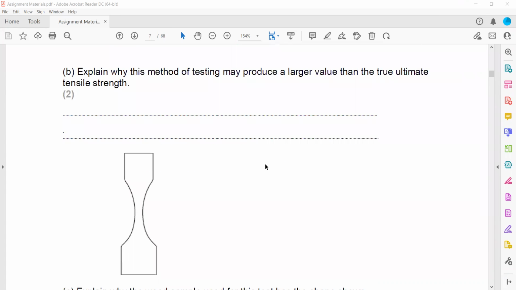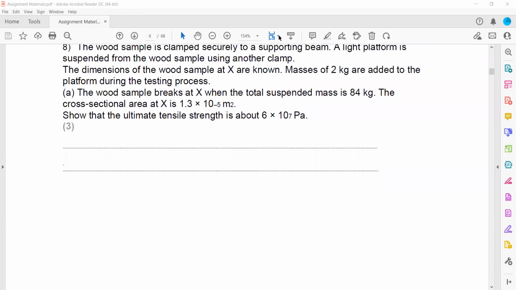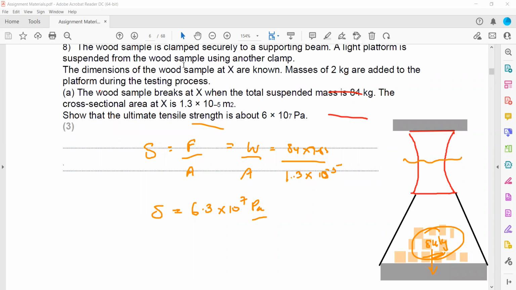The next question: explain why this method of testing may produce a larger value than the true ultimate tensile strength. In practice, we worked out the ultimate tensile strength, the maximum stress which can break this object, as about 6.3 exponent 7. But we are saying this is an overestimated value. Practically, it may have an ultimate tensile strength less than the value we calculated. So what is the reason why our value is an overestimation?